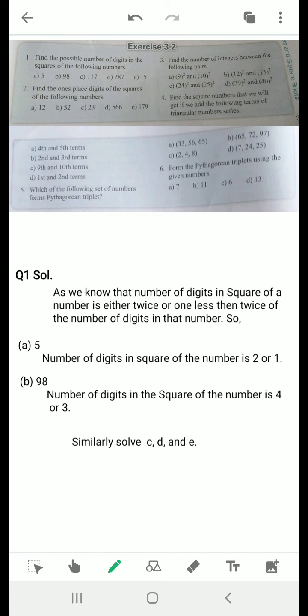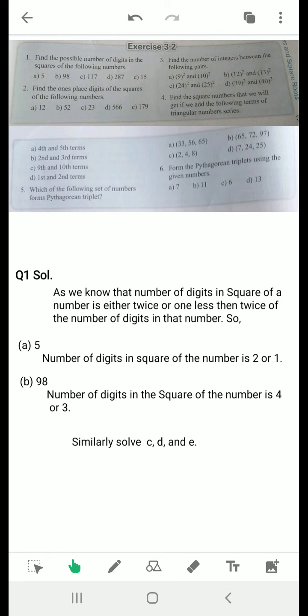Okay, so let us read the first question of exercise 3.2: find the possible number of digits in the squares of the following numbers. As we know, according to the property, in the square of a number, the number of digits is either twice the number of digits of the number, or one less than twice. Either it will be double or one less than double.